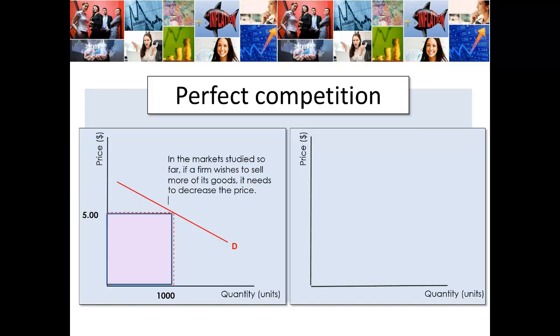So if the firm wishes to sell more of its good, it needs to decrease the price, and that will alter the total revenue figures for the firm. Since total revenue at $5 was $5 times 1,000 goods, $5,000, total revenue at $4 is now $6,000.